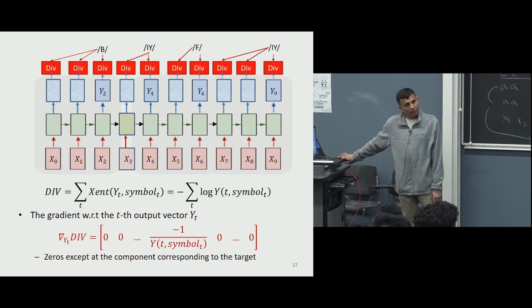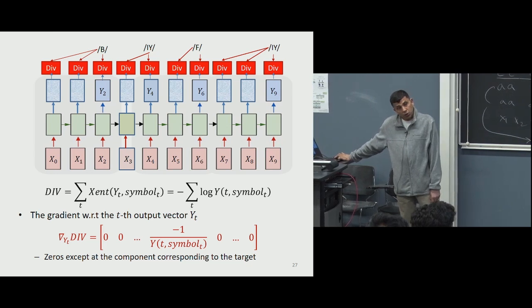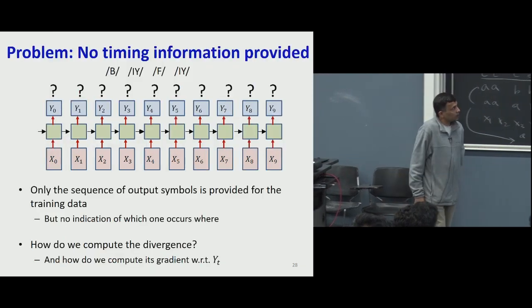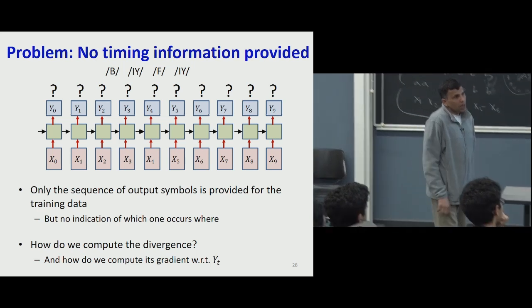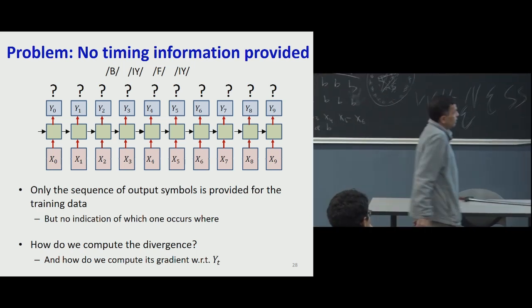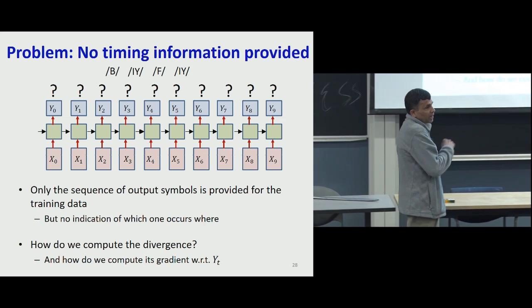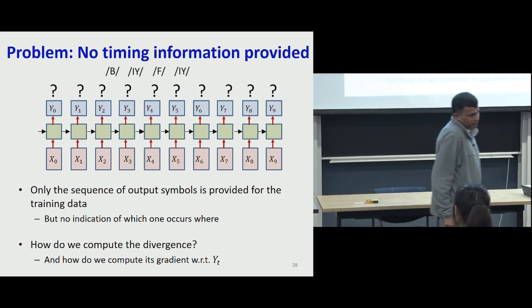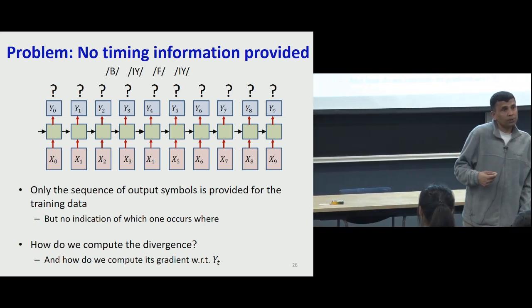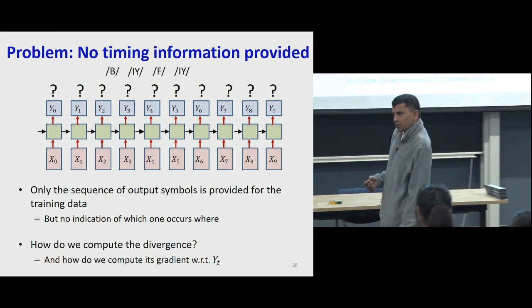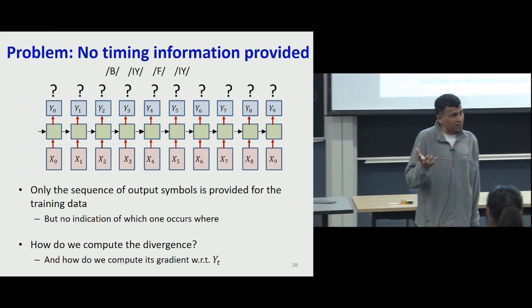So far so good. The issue really was this. Suppose I didn't give you information about where the output symbols happened. Now how would you compute this divergence? So can anybody take a guess? Any suggestions?